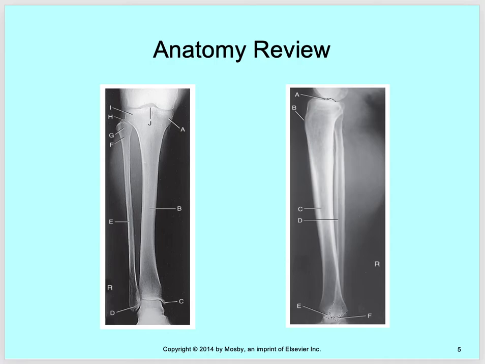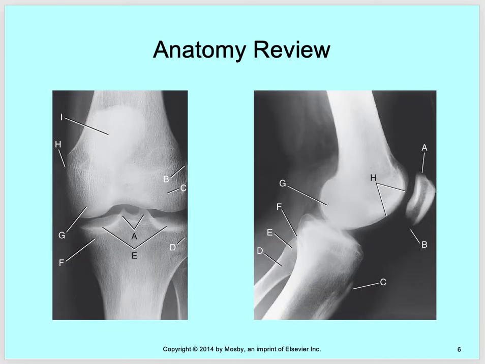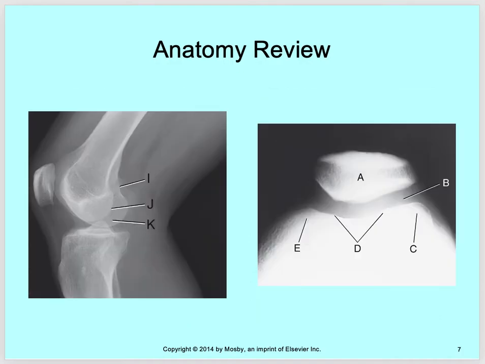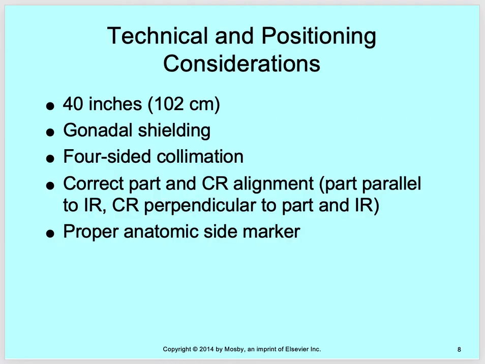We've got everything from the foot to the ankle, the lower leg. We've got the knee, and once again the knee as well, and the patella. So use those as labeling. Like I said, that's going to help you with your critique exam. So we're going to start with technical and positioning considerations.